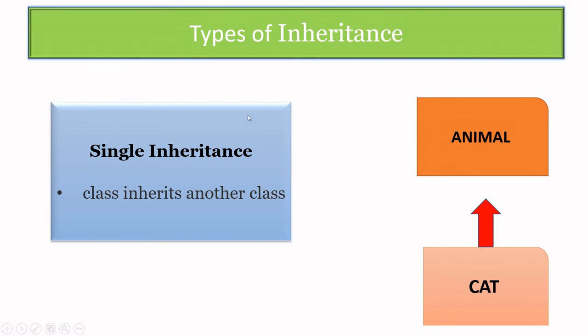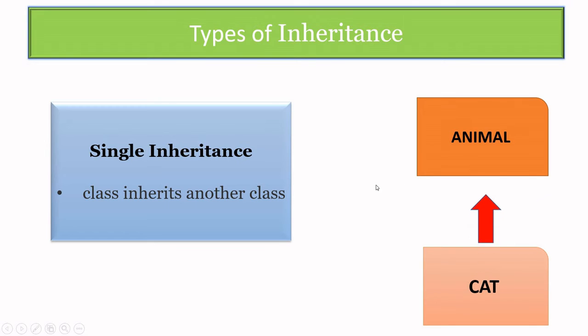Next we are going to discuss the types of inheritance. The first type of inheritance is called single inheritance. When you have one superclass and one subclass, one base class and one derived class, that type of inheritance is called single inheritance. One derived class inherits the properties of one particular base class. One subclass inherits the properties of one particular superclass. So this is the way single inheritance is implemented.